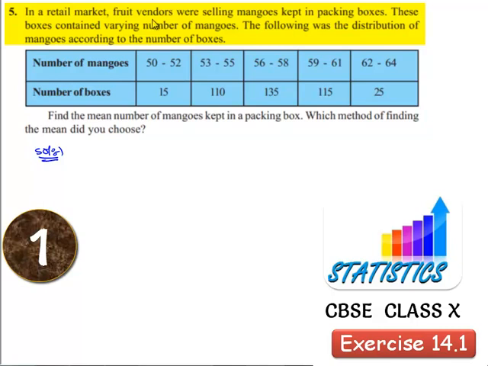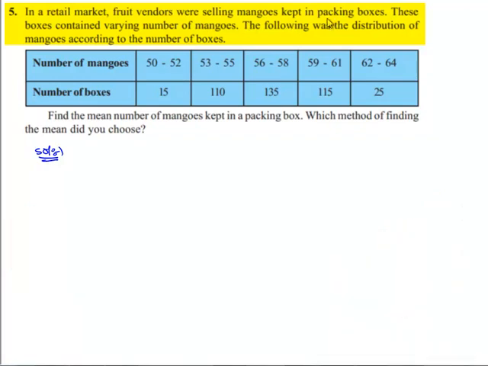The given problem is, in a retail market, fruit vendors were selling mangoes kept in packing boxes. These boxes contained a varying number of mangoes. The following was the distribution of mangoes according to the number of boxes. Number of mangoes were given in the form of grouped data, and number of boxes as frequencies. Find the mean number of mangoes kept in a packing box.